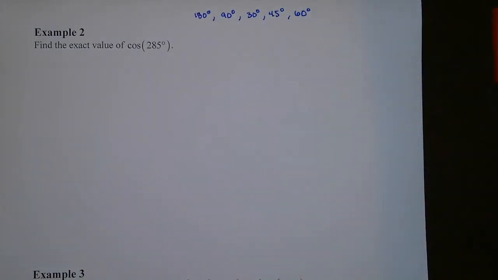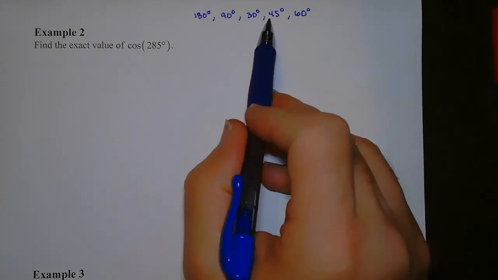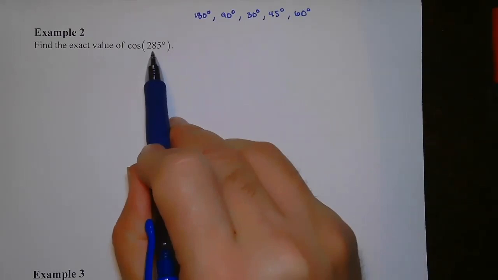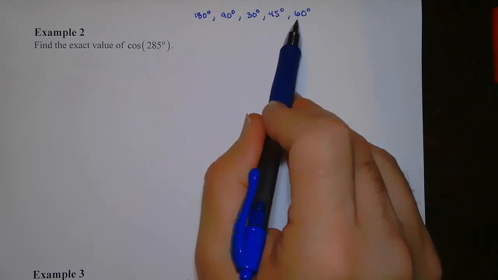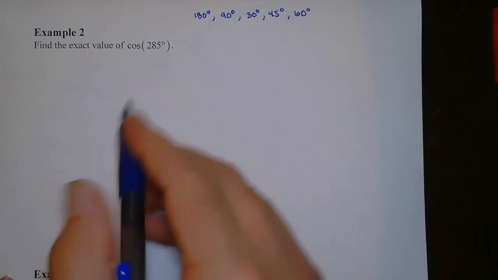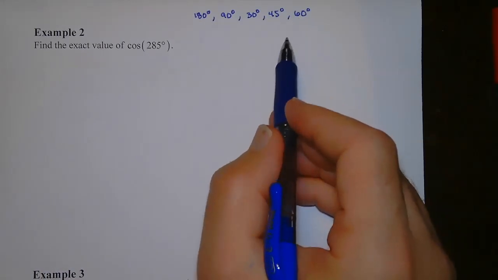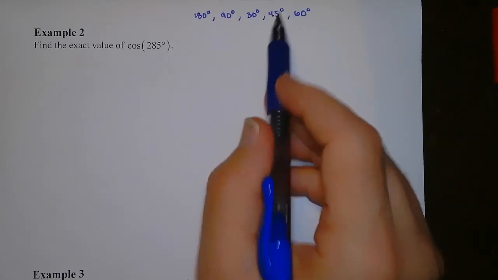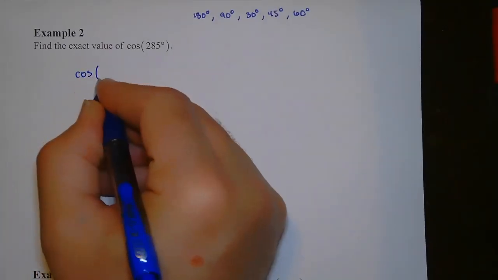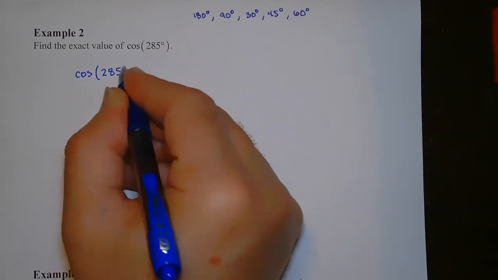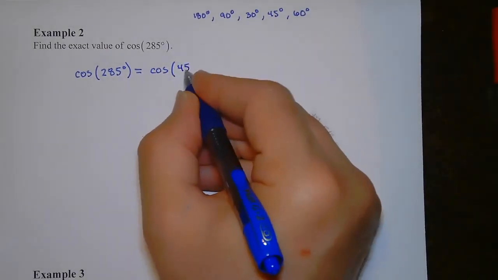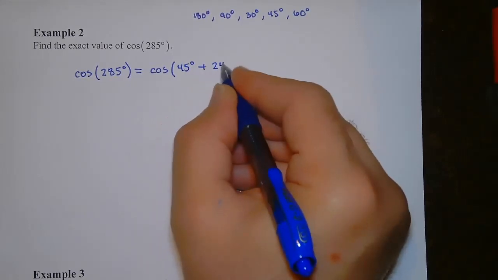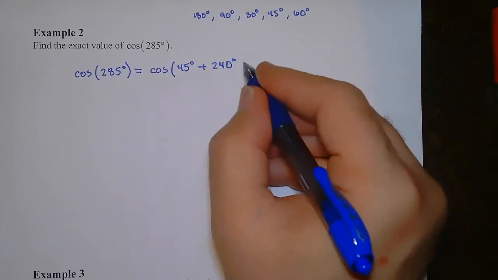Okay, so what happens if I'm thinking, because it ends in 5, what if we take 45 away from this? That would give us 240 degrees, right? And 240 degrees is a multiple of 60, okay? So that's what I'm going to do. So I'm going to break this up into 240 degrees plus 45 degrees. So cosine of 285 degrees is equal to cosine of 45 degrees plus 240 degrees, because that would still give you 285 degrees, right?